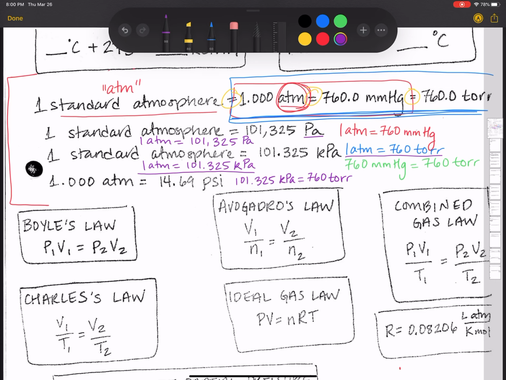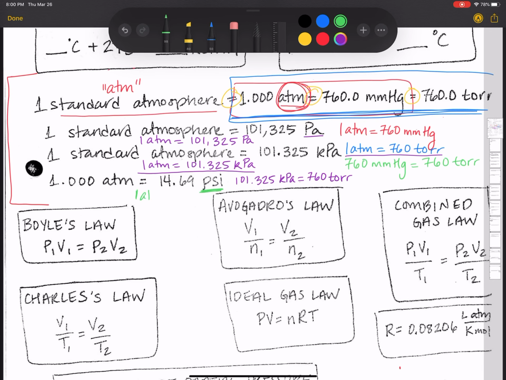The last one here is the PSI, and this is often used for tire pressure. So 1 ATM will also be equal to 14.69 PSI. So this part of the formula sheet for right now, and especially for today, this is going to be our main focus. It's up to you if you just want to save this to your desktop or if you want to print one out, but we're going to be using this quite regularly, and you're going to need it for the next set of problems.